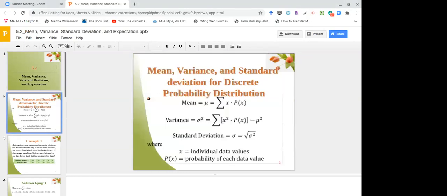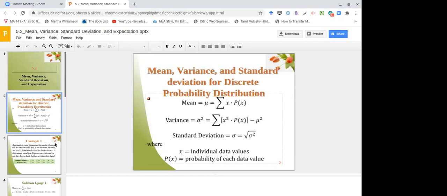So let's take a look at these formulas here. If you're doing the mean, we have this funky notation: sigma x times p of x. You multiply the value by its probability and add them all up to get the mean. For the variance, you square each value, multiply it by the probability, add up all of those products, and subtract the square of the mean. So you have to find the mean first. And the standard deviation is the square root of the variance.